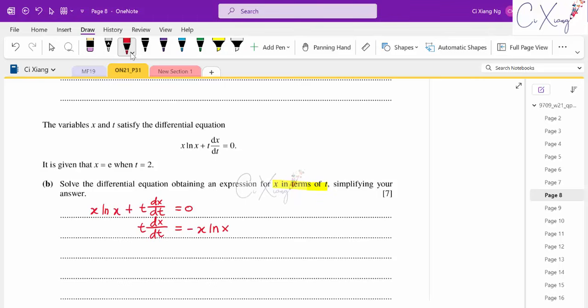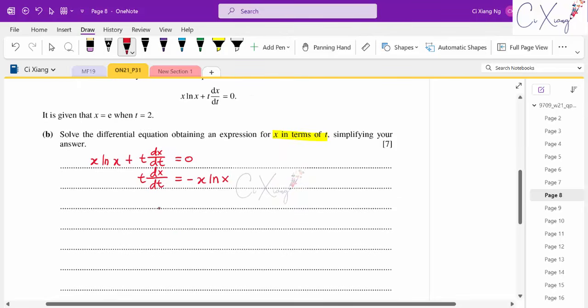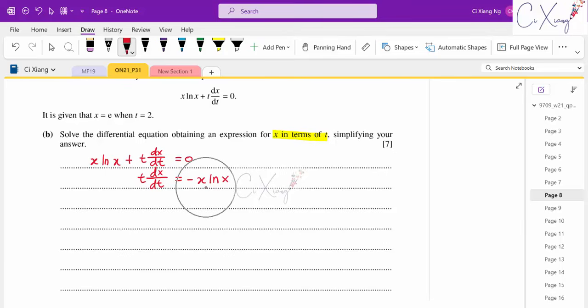But this is not nice enough, right? Because I actually want all the dx and x together, then the dt and t together at one side. So maybe what I can do is move the x ln x to the left hand side by using divide. I'm not going to plus and minus anymore, but I want to use divide. So if I do it in detailed steps, I will have t and then x ln x dx over dt equals negative 1.